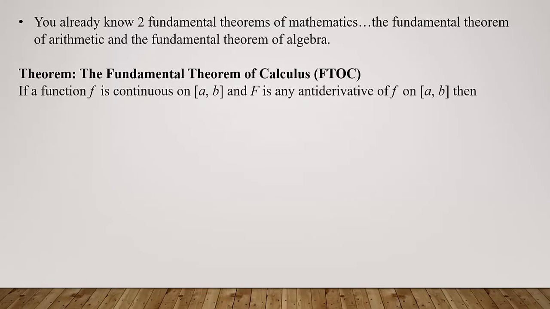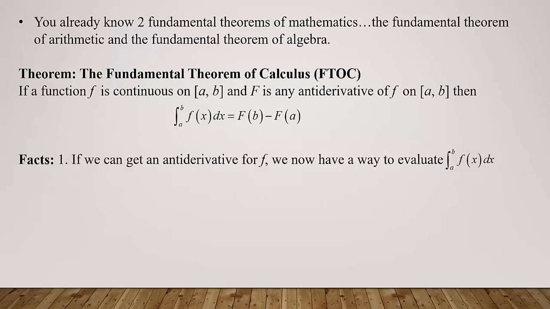If a function f is continuous on closed interval [a, b], and big F is any antiderivative of f on [a, b], then the definite integral, which we remember is the limit of a sum, the definite integral from a to b of f of x dx equals big F evaluated at b minus big F evaluated at a. This tells us exactly how to evaluate a definite integral.